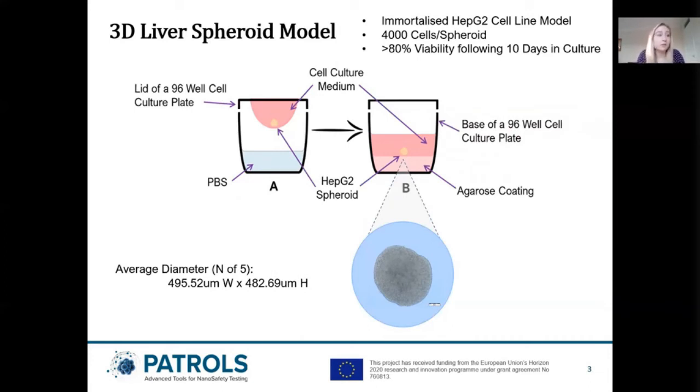So our model itself, as depicted here, is established using the hanging drop method to form 3D liver spheroids, which consist of about 4,000 HepG2 cells per spheroid. This equates normally to about 500 micrometers in diameter, and they are available for over 10 days in culture.